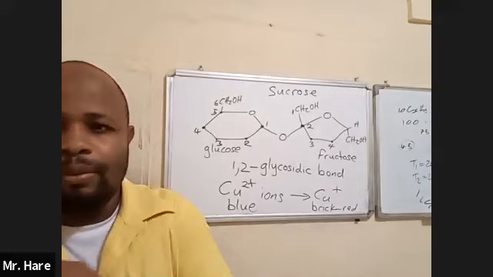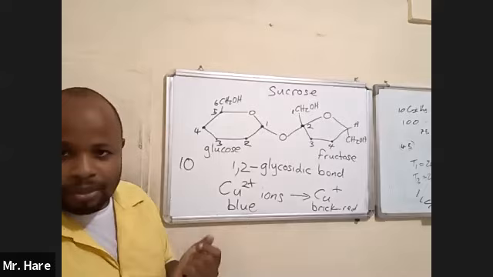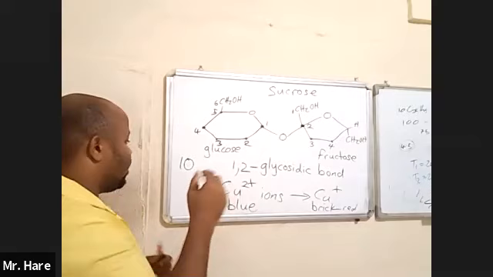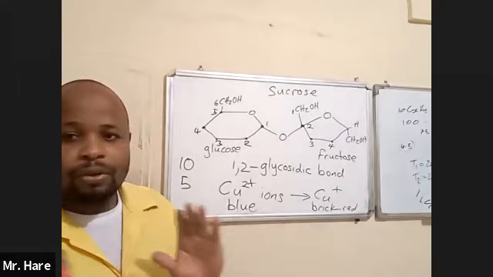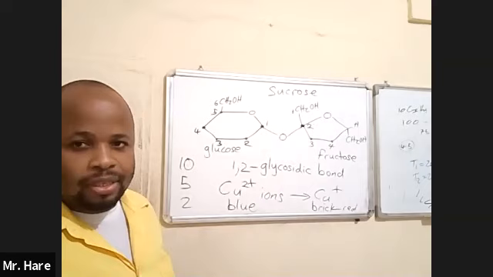All right, so quickly, so we can move on. Let us say it takes 10 sugar molecules to cause a blue to brick red color change. Let us say it takes 5 of it to change it from blue to yellow, and 2 sugar molecules to change it from blue to green. So if only 2 sugar molecules are present, you will get a green color.